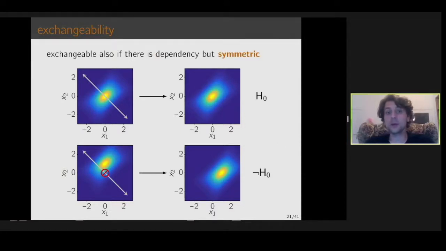Exchangeability can also be there if there is a dependency between variables, but this dependency has to be symmetric. For example, here we have a positive covariance between x1 and x2, but the marginal distributions of x1 and x2 are still the same. So exchangeability does hold and the joint distribution remains constant. Again, if there is a dependency, but this dependency is not symmetric because x2 has a larger mean than x1, the joint distribution changes when exchanging variables, and therefore this is not a case of exchangeability.